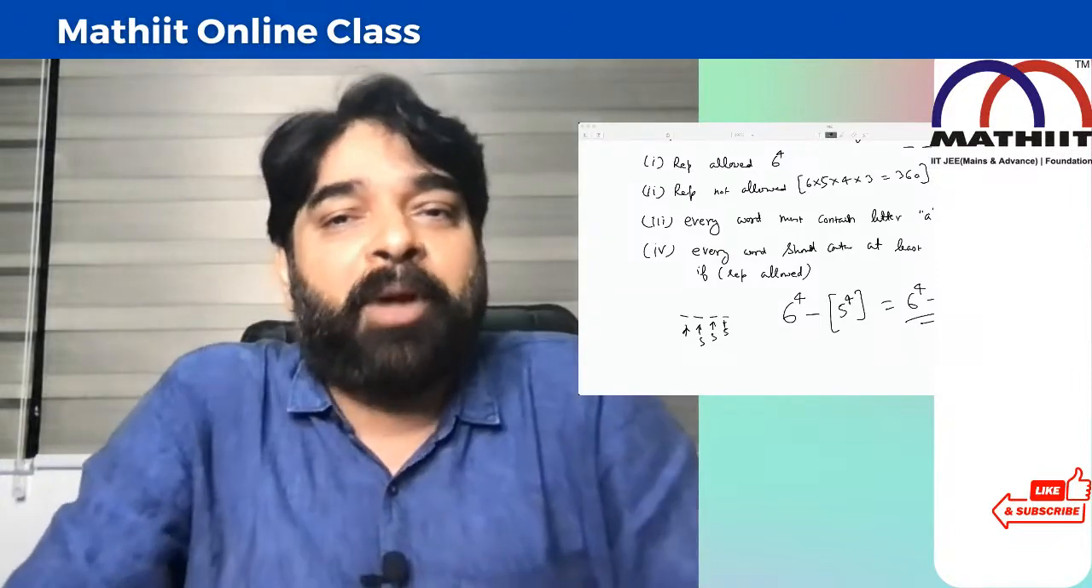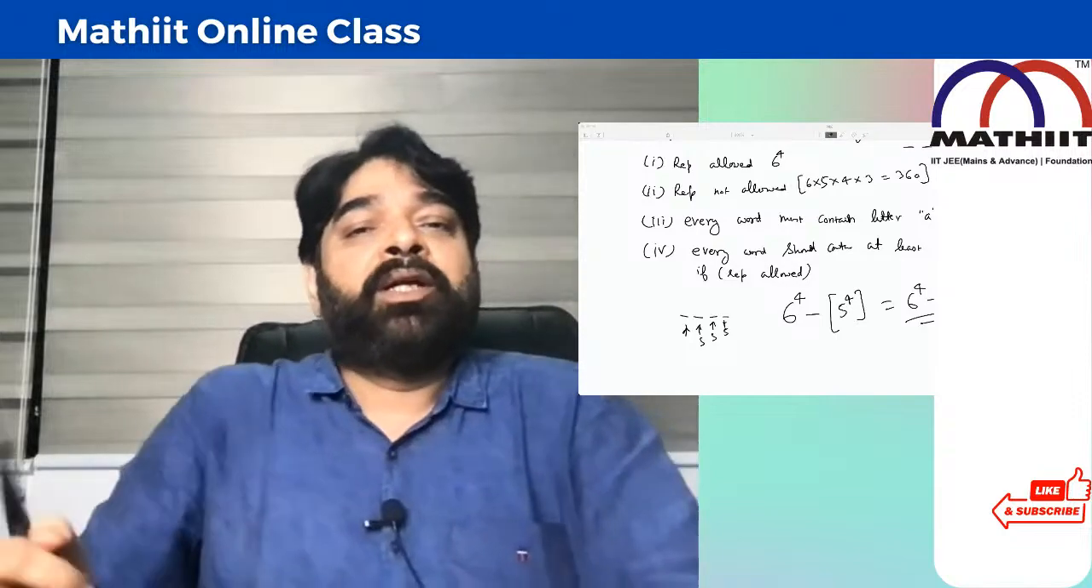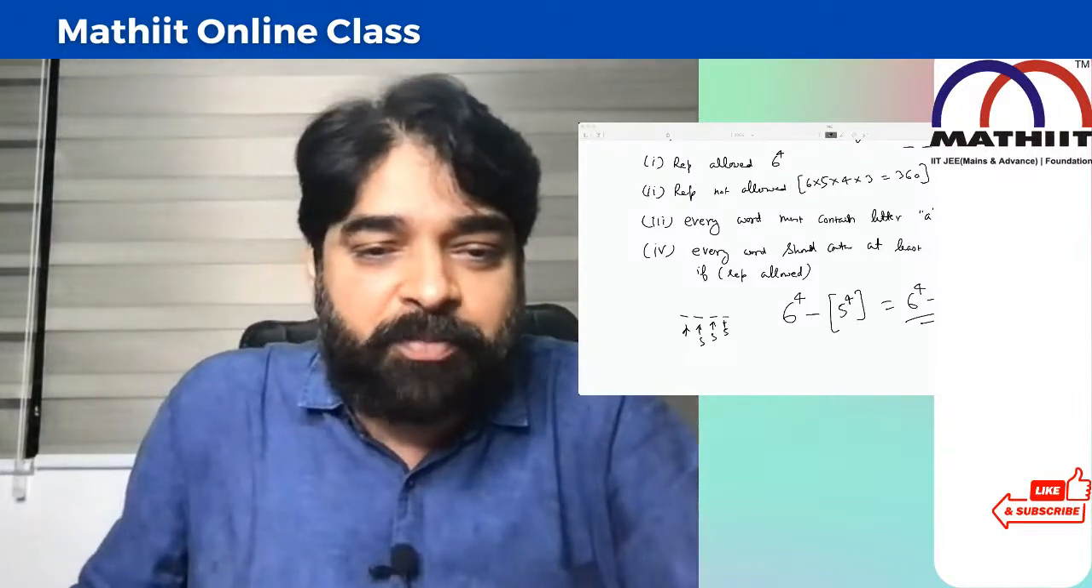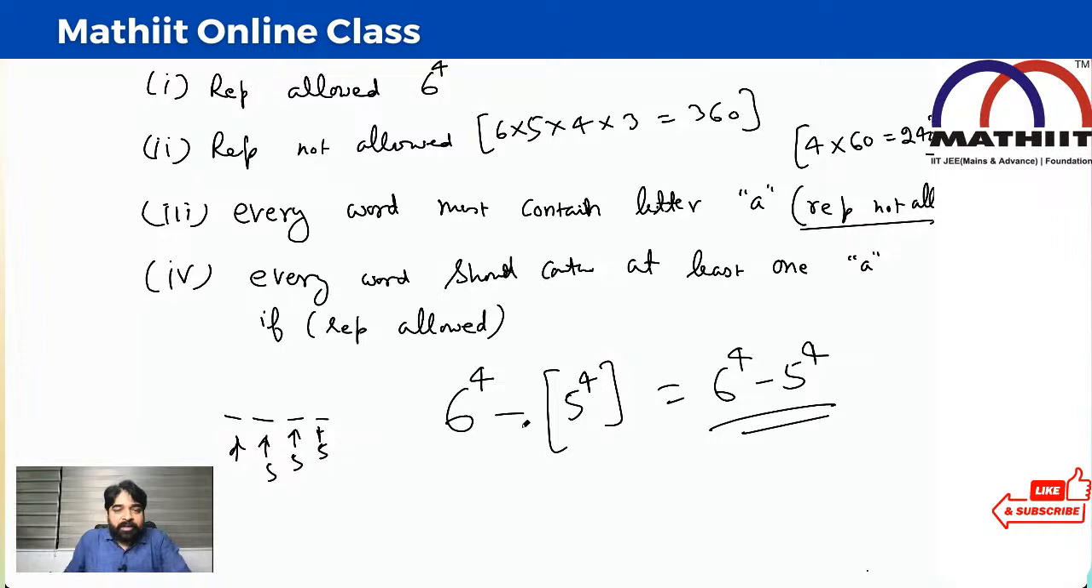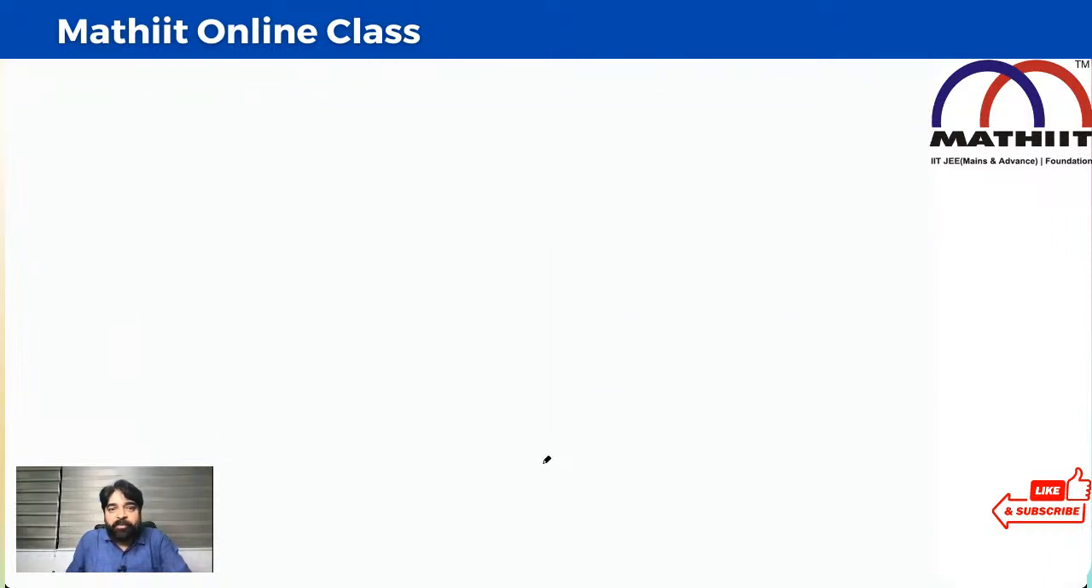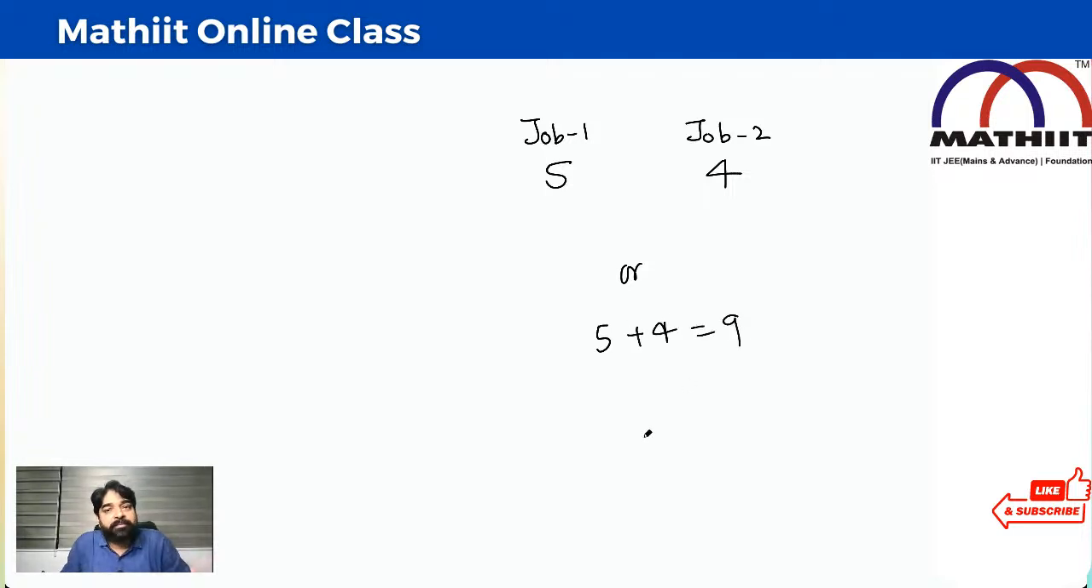Without noticing one big problem. Sometimes two jobs you have to do. Listen carefully to this point, everybody. Slightly difficult maybe for some of you, but listen. Suppose I have to do two jobs, job 1 and job 2. Suppose job 1 can be done in 5 ways and job 2 can be done in 4 ways. If I ask, in how many ways can I do job 1 or job 2? You will say, very simple, 5 plus 4, 9. Yes or no? Because job 1 and job 2 are totally different things.